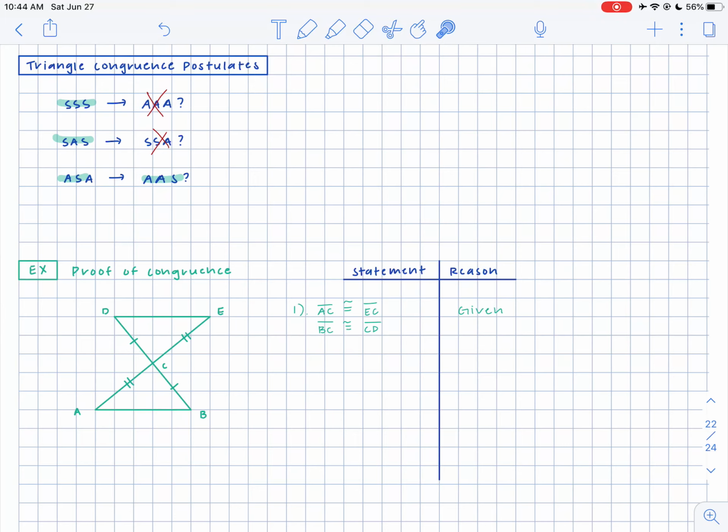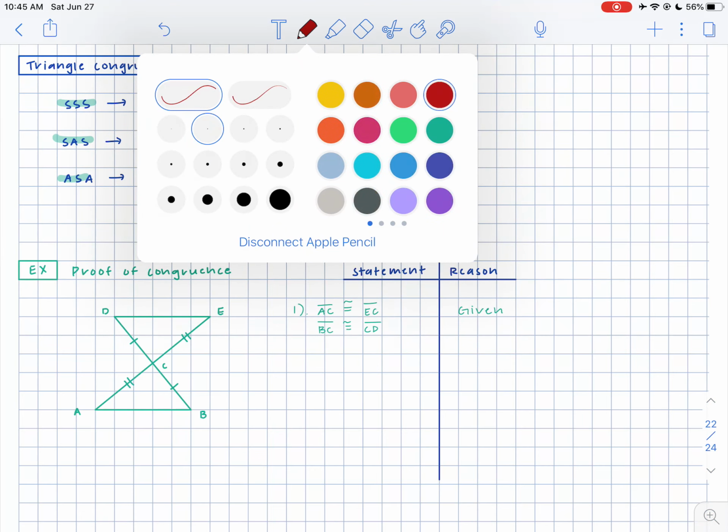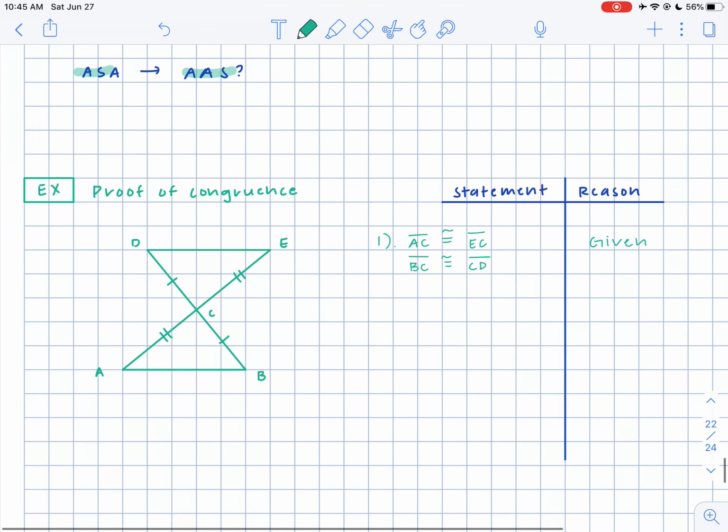We want to prove that triangle ABC is congruent to triangle EDC. Okay, but let's try to prove that first. So what is already given? We're given that segment AC is congruent to segment EC, and you see that represented by the hash marks, okay? We're also given that segment BC is congruent to segment CD, and that is represented by those other hash marks right here. Okay, so these are congruent and these are congruent to each other. So we write the statement here, and it's given.